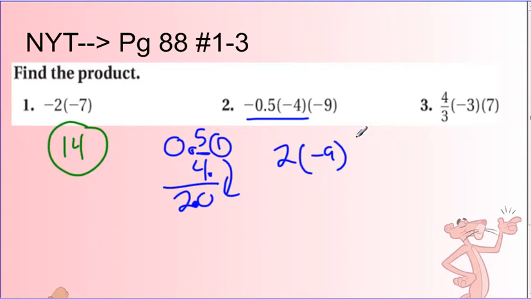Positive 2 times negative 9. Well, 2 times 9 is 18, and my signs are different, so the answer is negative 18.